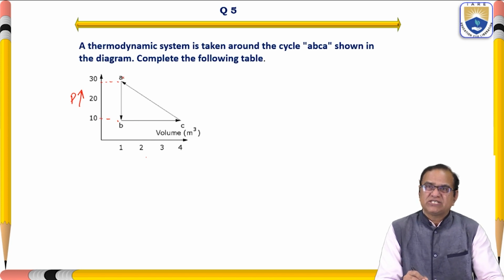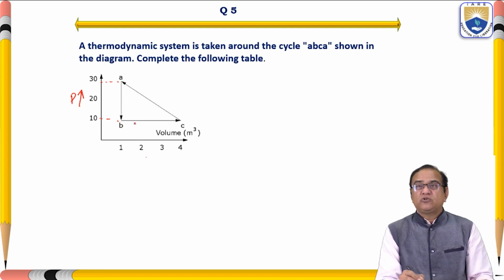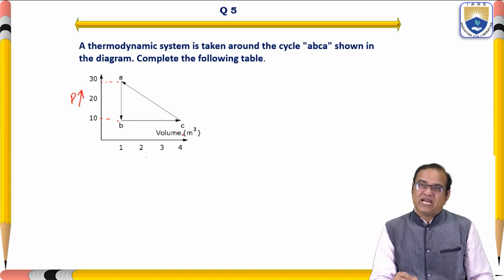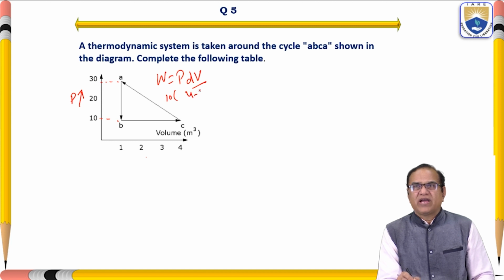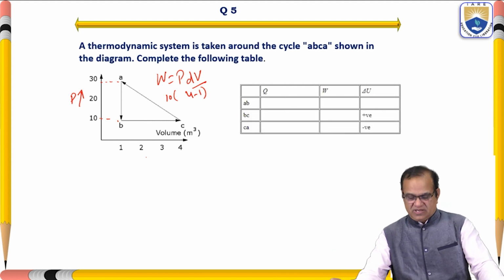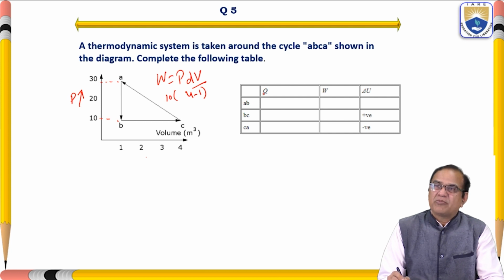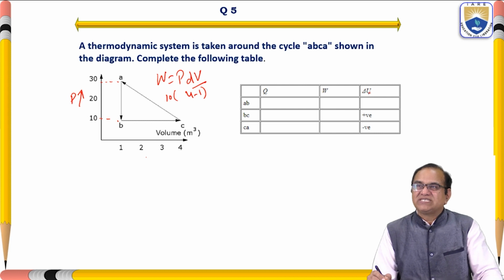So at process A to B, it is a constant volume process. Work will not be done from A to B. But from B to C, work will be done because we know that work is PdV. So this work is equal to PdV. So here P is equal to 10 and V is equal to 4 minus 1. So work is done here. But there is a table. We will see here how much is the heat in the process A and B, and how much is the work done, and how much is the delta U.